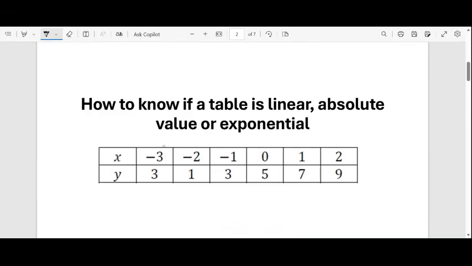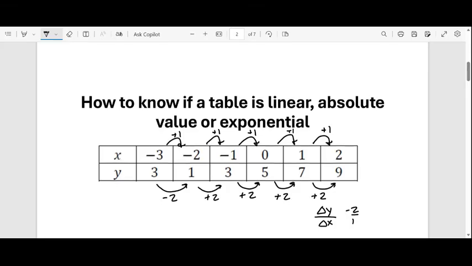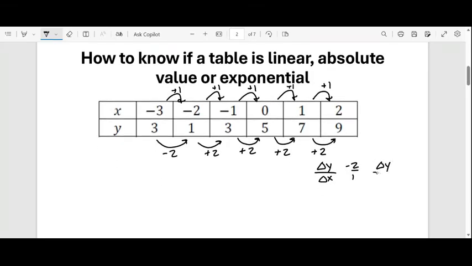Next, our x values seem to be going up by 1 here. And we start by going down 2, then we add 2, add 2, add 2, and add 2. So in this one, we have -2 over 1 as one of our rates of change, and we also happen to have +2 over 1 as our other rate of change.